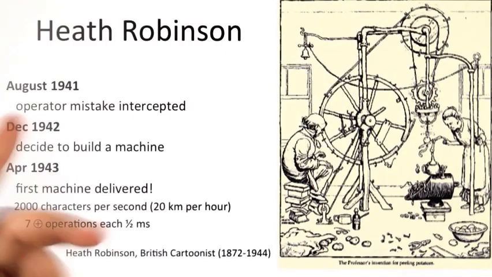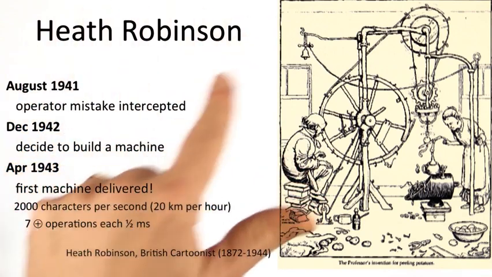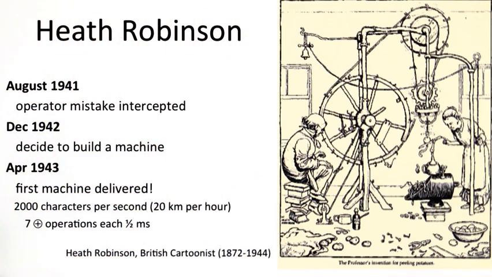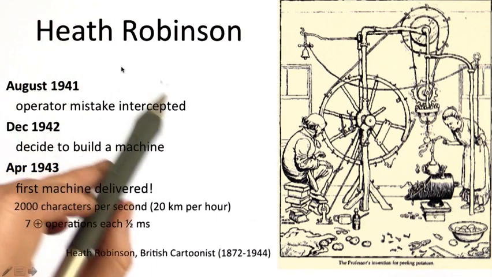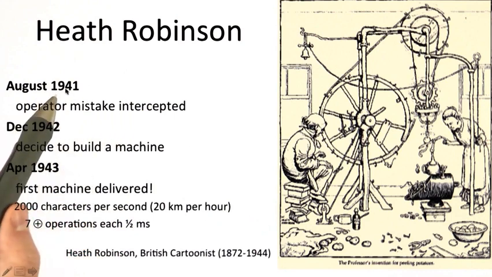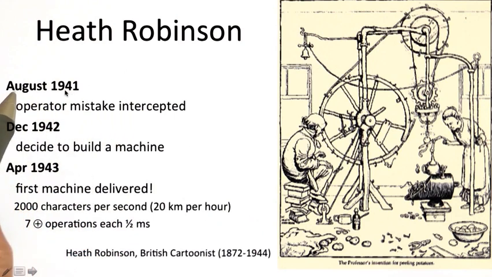computer. So the first machine that was built to do this was called the Heath Robinson. It was named after this British cartoonist who drew cartoons of crazy machines to do operations. This one was for peeling potatoes. And the timeline of this is quite interesting. So the first operator mistake, the retransmission with abbreviations, happened in August 1941.